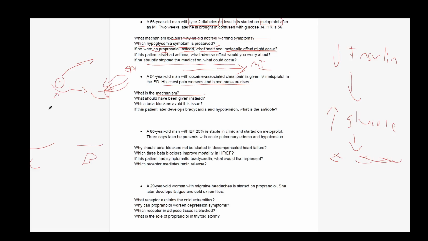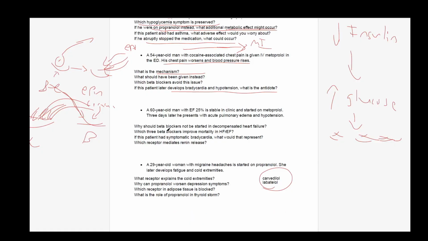And so when you have a beta blocker that comes and occupies this, you have epinephrine or cocaine. This is going to just all bind on the alpha receptors. It would try to bind the beta receptors, but it's blocked by the beta blocker, so it all goes to the alpha receptors, causing vasoconstriction, which leads to worsening blood pressure. And then if the patient later develops bradycardia and hypotension, what is the antidote? This is glucagon.